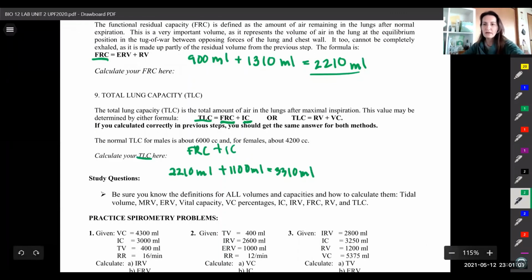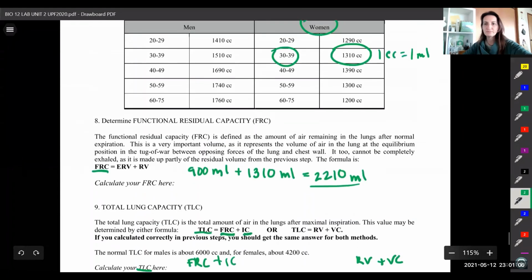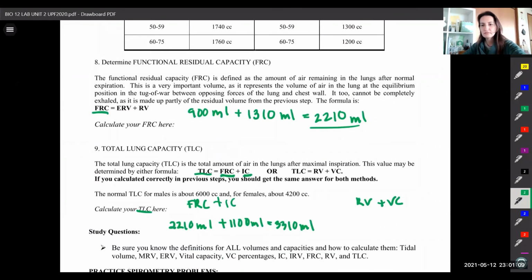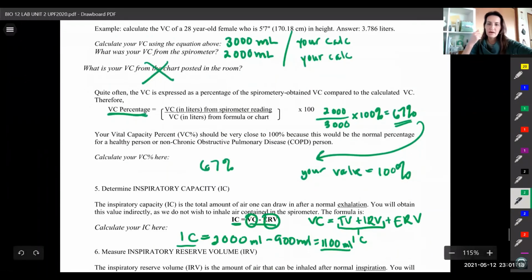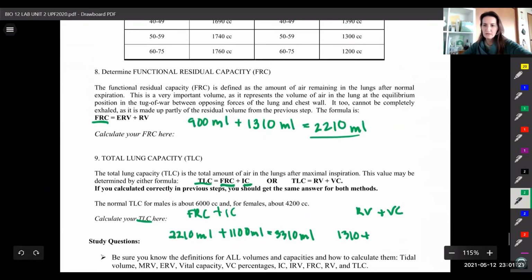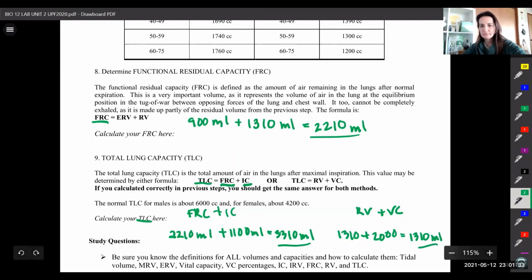If I did it this way, RV plus the VC, what would I get? Well, the RV from the table is 1310. And the VC that I calculated for myself, so I'm going to use my own value here, my 2000. You're going to use what you get from your equation. That's also going to give me 3310. Okay, so the numbers here match. And that's what you want to see when you use both of those equations.